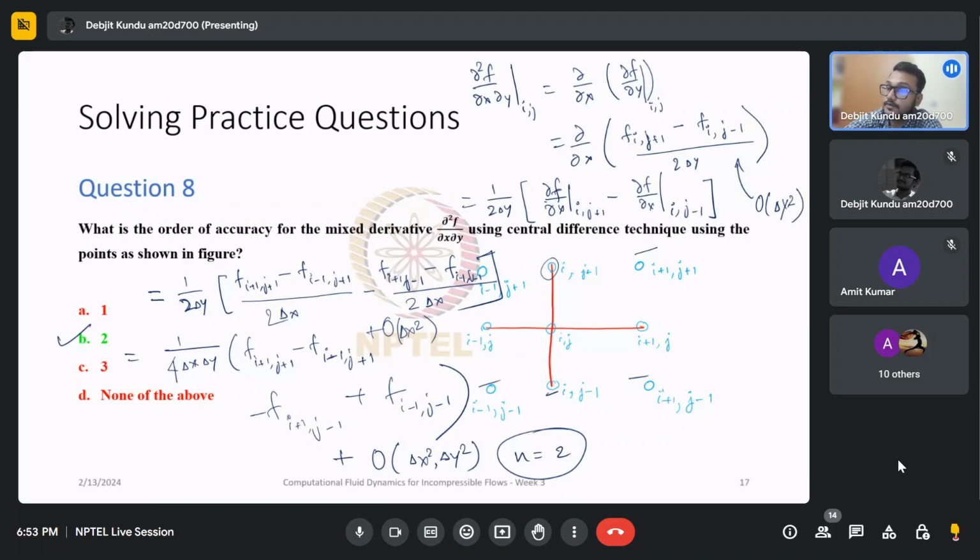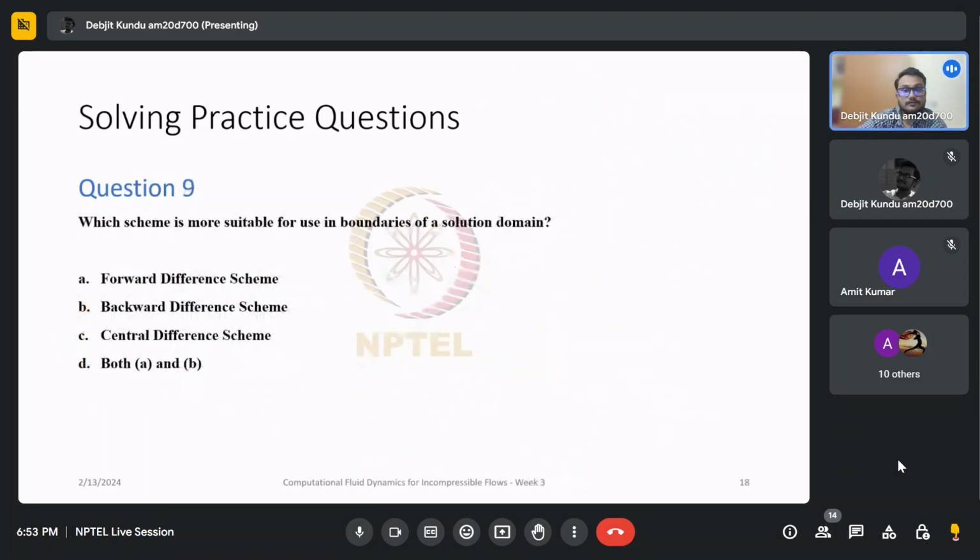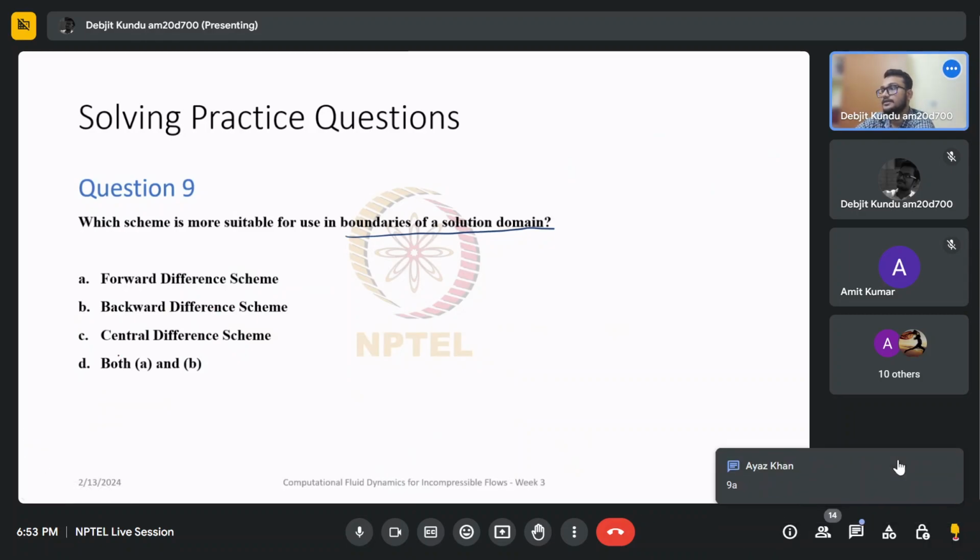Okay, if not, we will move on to the last but one question of today's session, which is asking us which scheme is more suitable for use in boundaries of a solution domain. Is it option A, forward difference scheme? Is it option B, backward difference scheme? Is it option C, central difference scheme? Or is it option D, both A and B?